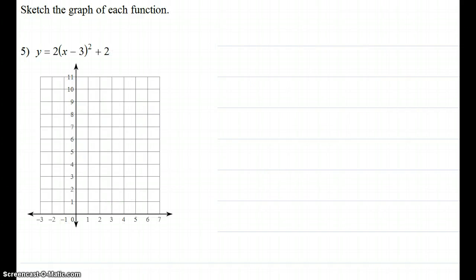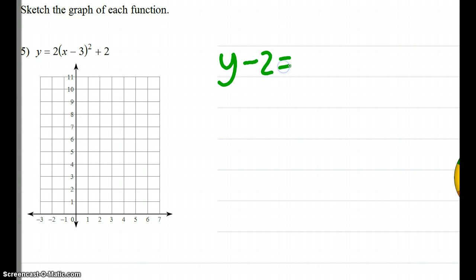Press pause. I'm going to try to do one more with you. Again, when the equation starts off, if that 2 is on the other side, we'll actually put it back on the other side so that we can read the vertex. I copied this down wrong, so I'll go back and get this correct now.